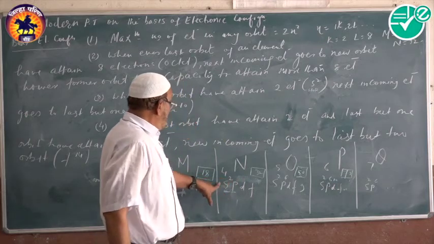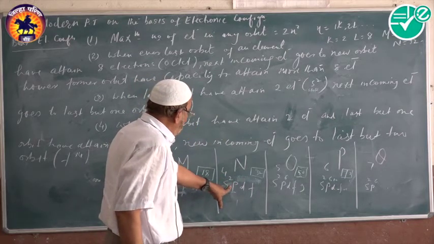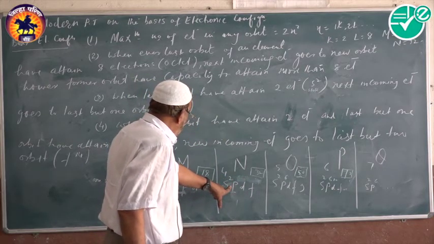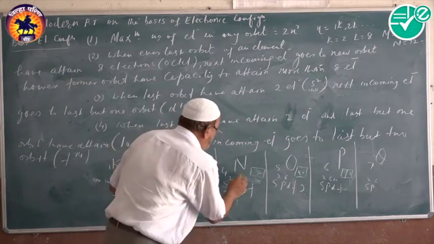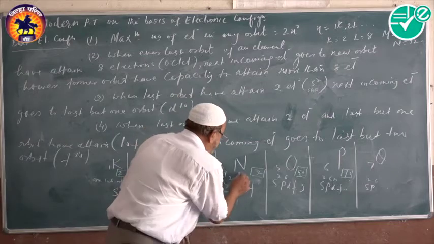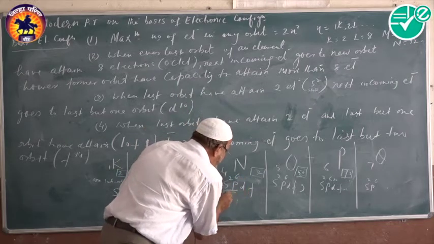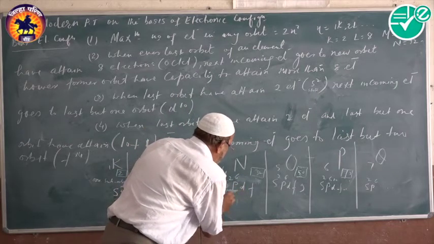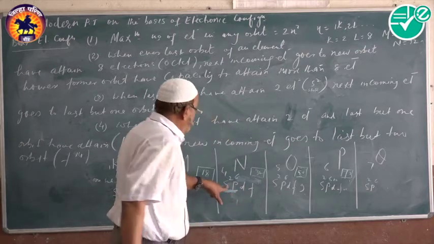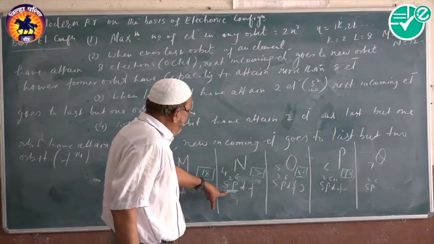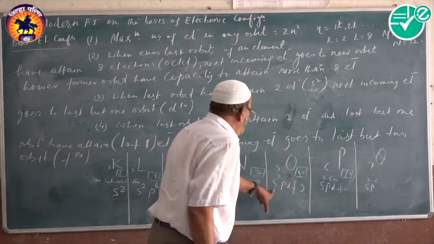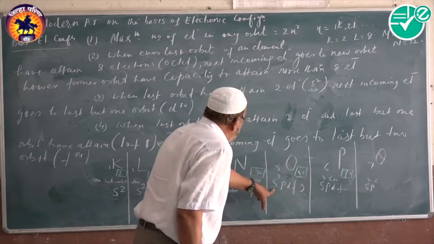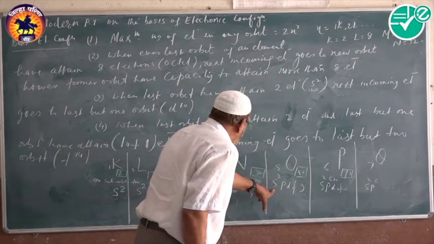Now the incoming electron goes to the P block, from 31 to 36. Again, in our gas, krypton, it is now stable. The newly coming electron will go to a new orbit. 37, 38 will be S block elements.